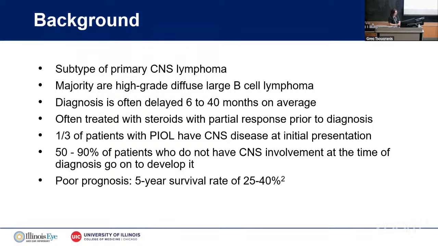At presentation, about a third of patients with a primary intraocular lymphoma also have CNS disease. If they don't have CNS disease, about 50 to 90% of patients go on to develop CNS disease at a later date. And as we briefly discussed, the prognosis is overall pretty poor. The 5-year survival rate has been reported to be about 25 to 40%.